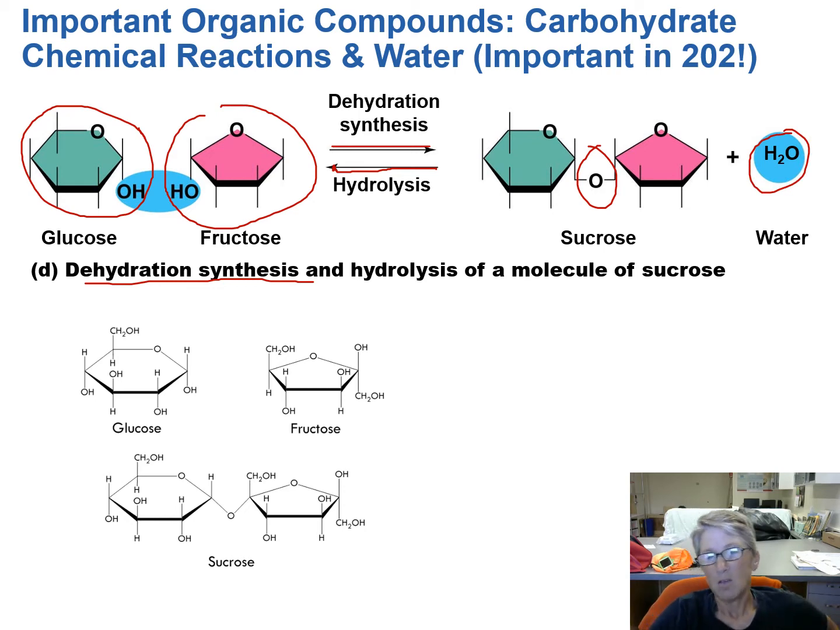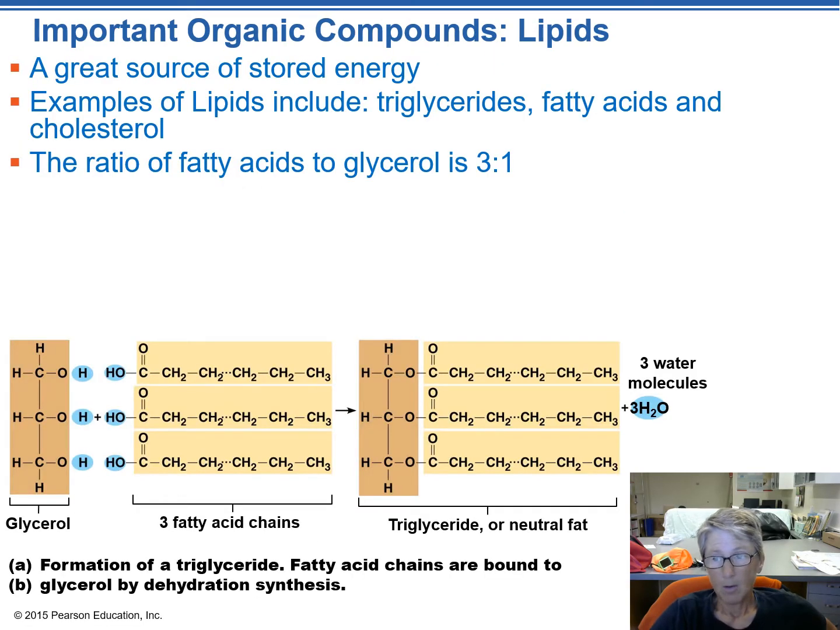If you want to take sucrose and break it down into glucose and fructose, so that means you're going right to left, then you have to put in a water molecule to break this bond, and then you'll have the 2 monomers. Okay, that was it for carbohydrates.